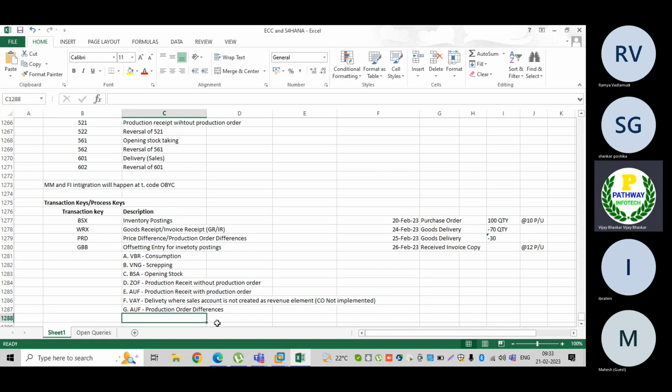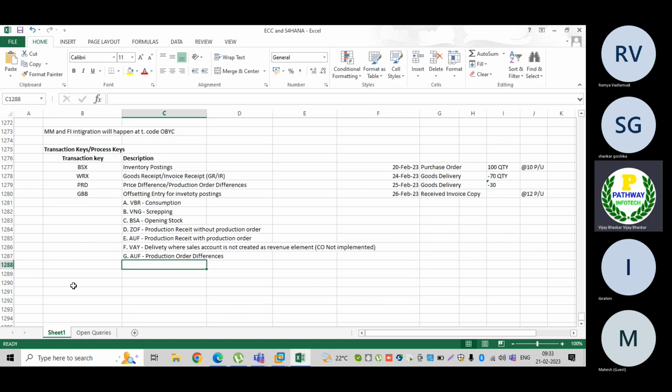Now, the valuation class is the next one, and you all need to be aware of this.